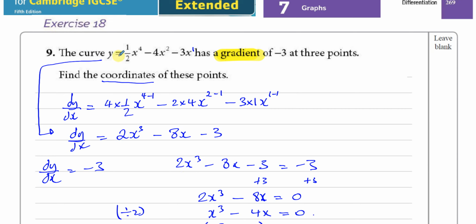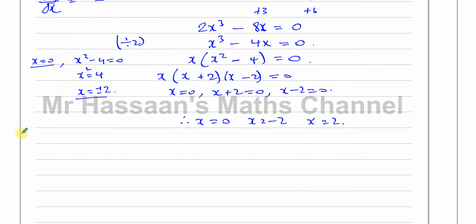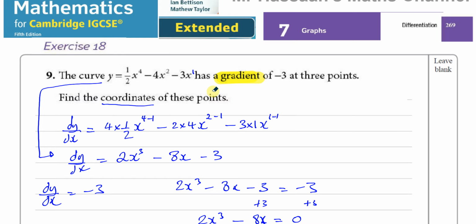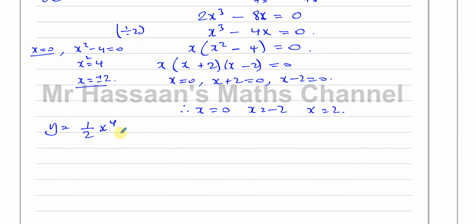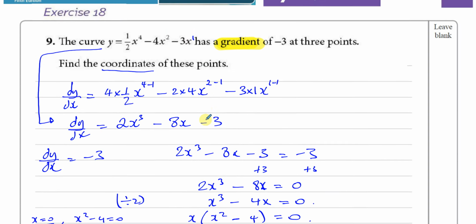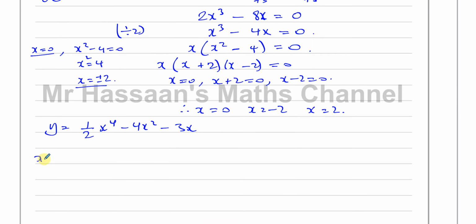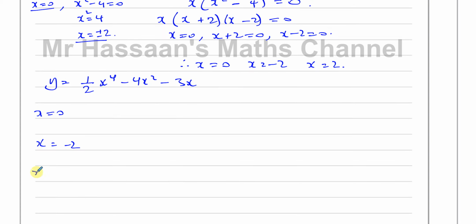So let's take the equation where y equals a half x to the power 4 minus 4x squared minus 3x. So we know that y equals, what was it again? I forgot already. A half x to the power 4, and it was minus 4x squared and minus 3x. That's the equation for y. So we have to now substitute x equals 0 and x equals negative 2 and x equals positive 2 into this equation to find what y is.